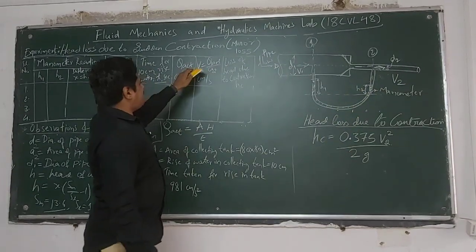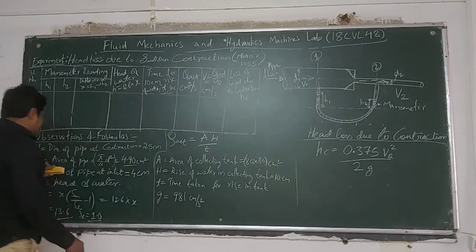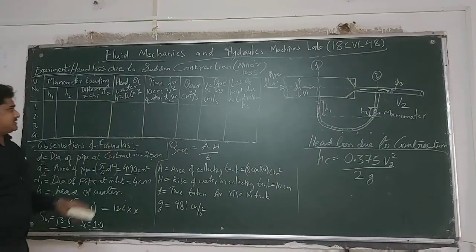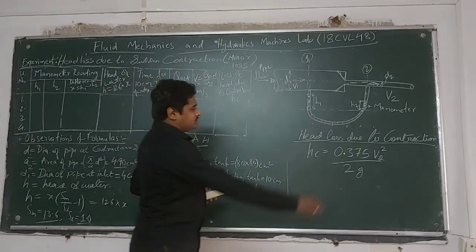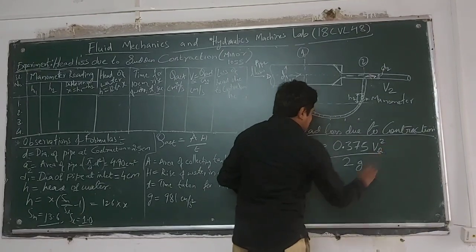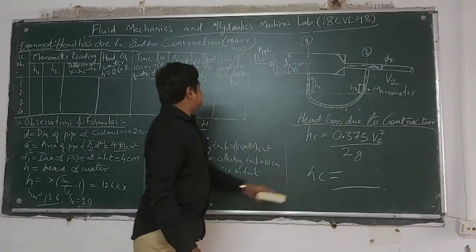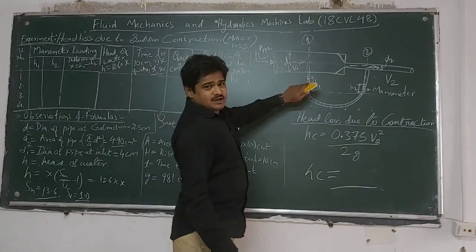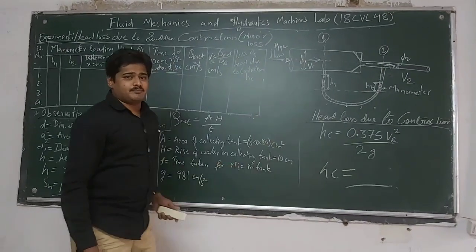So how will we calculate V2? It is nothing but Q actual by A2, which is the area of the pipe at contraction, not the normal pipe. So you find V2. After you get V2, you substitute the V2 value in the formula and you will get the HC value. This HC is nothing but the loss of head due to contraction, that is, the loss after the water flowing through the normal pipe enters the contracted pipe.